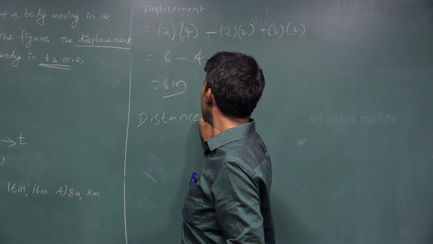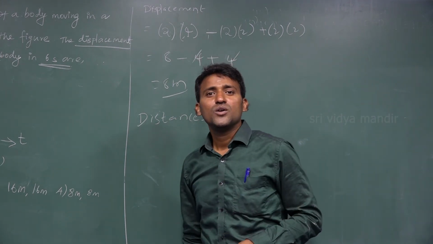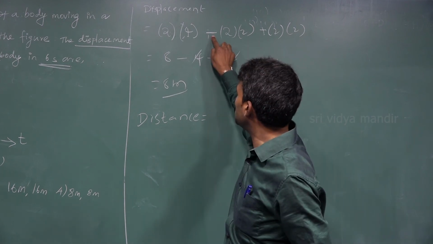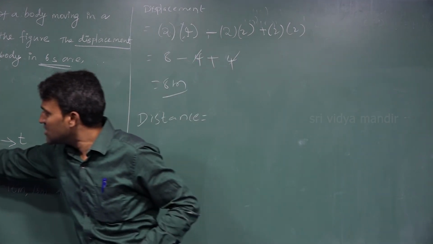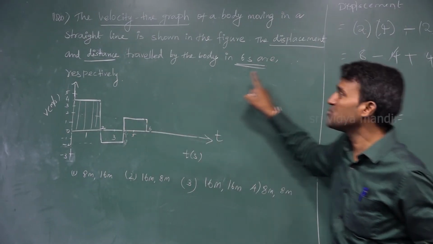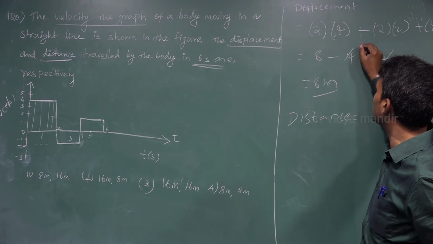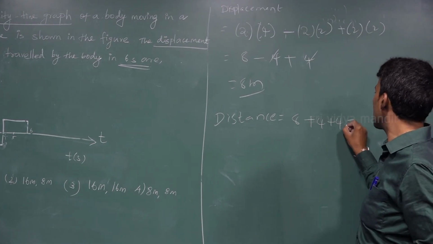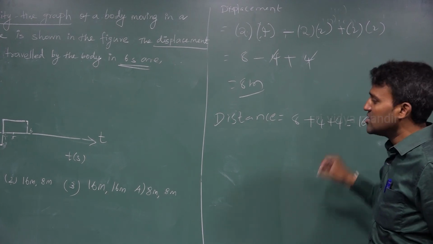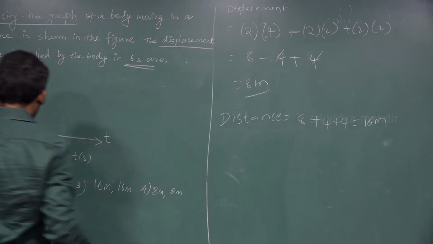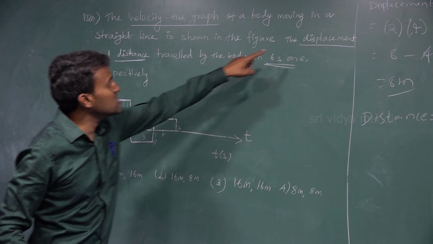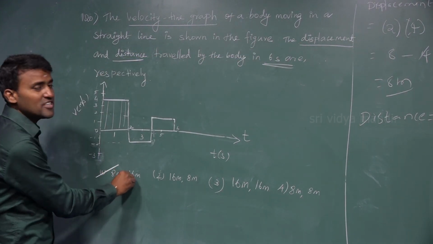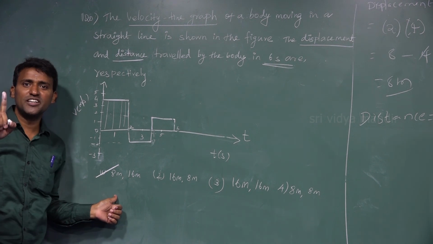See here, distance is a scalar quantity. It cannot be negative. So the negative part we took for displacement is taken as positive here, which means 8 plus 4 plus 4, equal to 16 meters. Distance is 16 meters. They are asking for displacement and distance. Displacement we got is 8 meters, distance we got is 16 meters. So option 1 is the correct one.